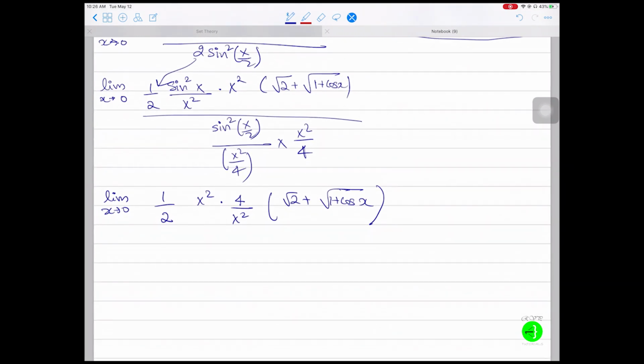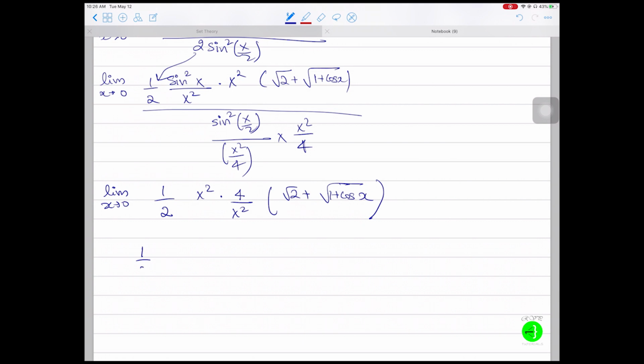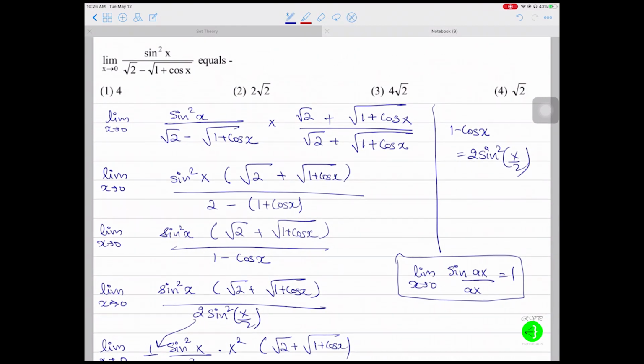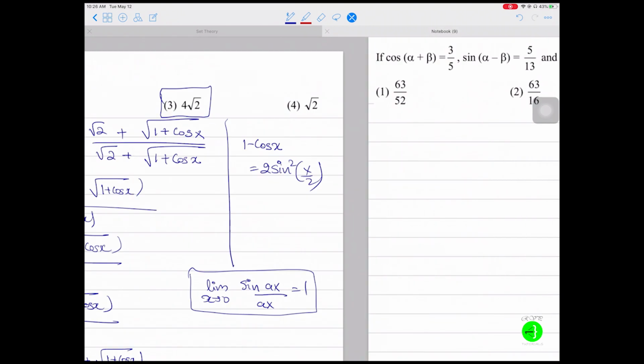And cosine of 0 is 1. So plugging in these values, we are left with half times 4 times 2 root 2. So we are left with 4 root 2, which is our answer, which is option 3. Let's move on to the next question.